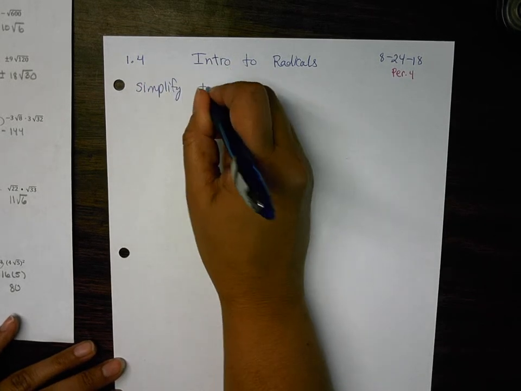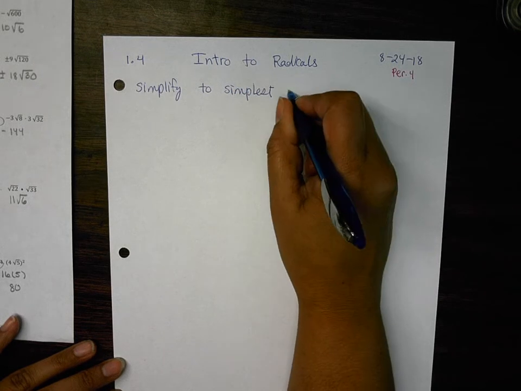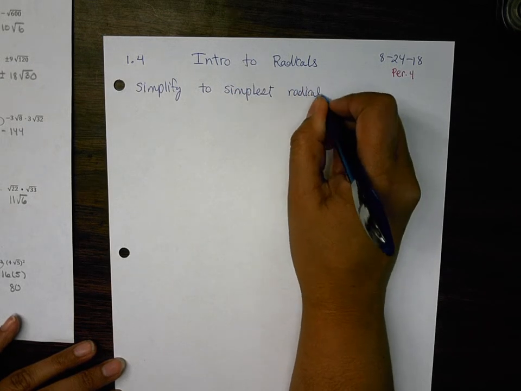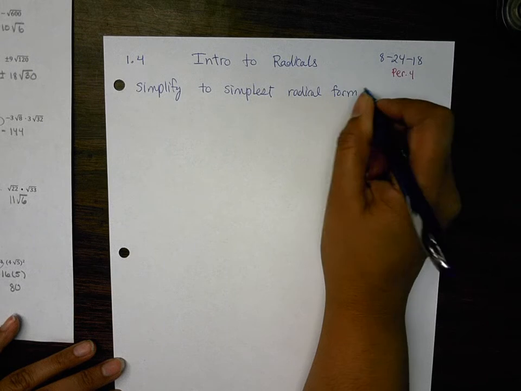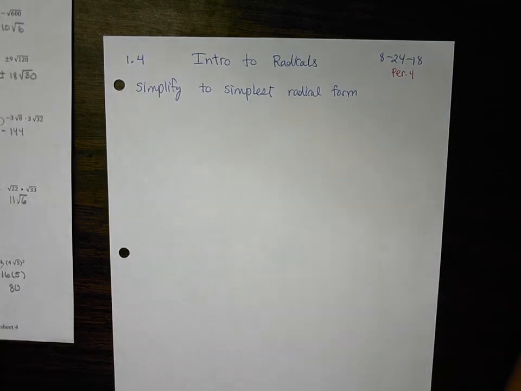to simplest radical form. Radical form means there's a radical in your final answer, if it exists. Sometimes it does not, but if there's a radical, it stays in your final answer. You do not write it in decimal form.